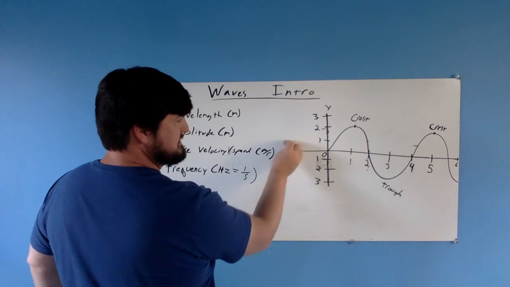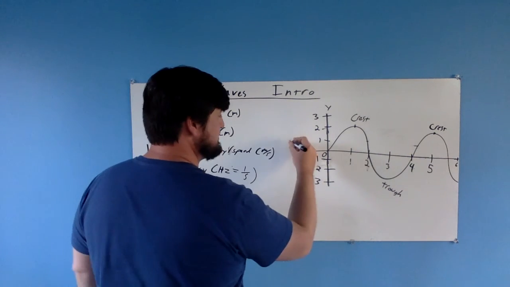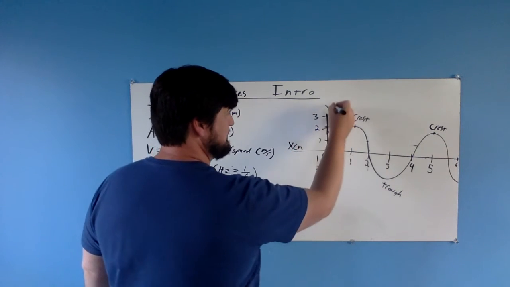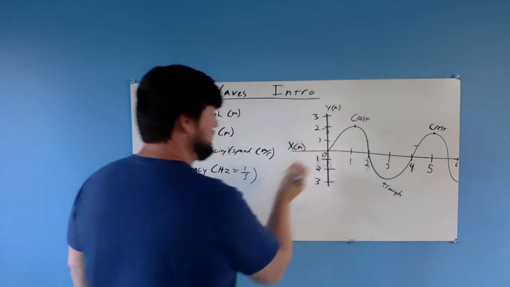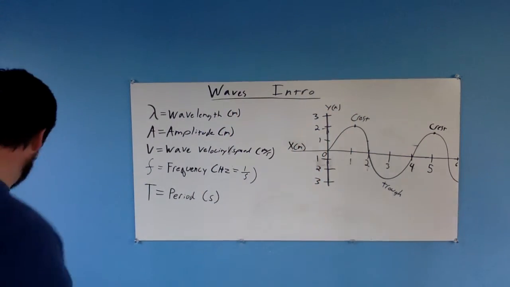I'm going to change my axis. This is no longer going to be time. This is going to be distance, okay? So I'll call this x in meters, just like this is y in meters, okay? So now we can talk about two different things.